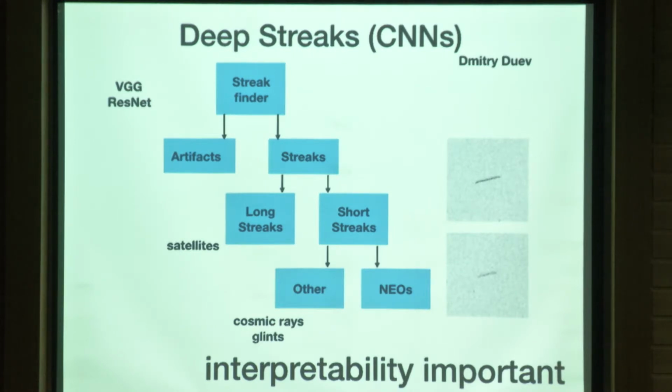And then among the short streaks, we use a third network to separate them into NEOs, which we are after, and others, which could include, say, cosmic rays and glints. So here are two examples. For instance, this one is an NEO that was found by this deep network, which the humans had missed.